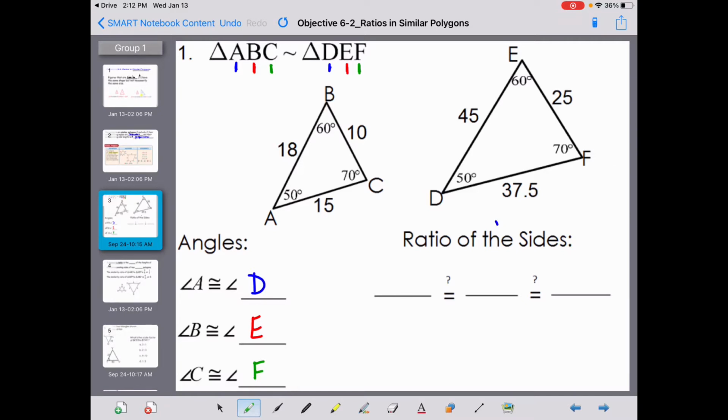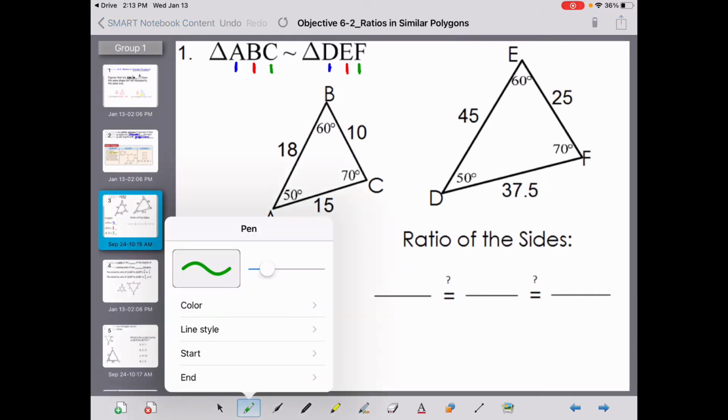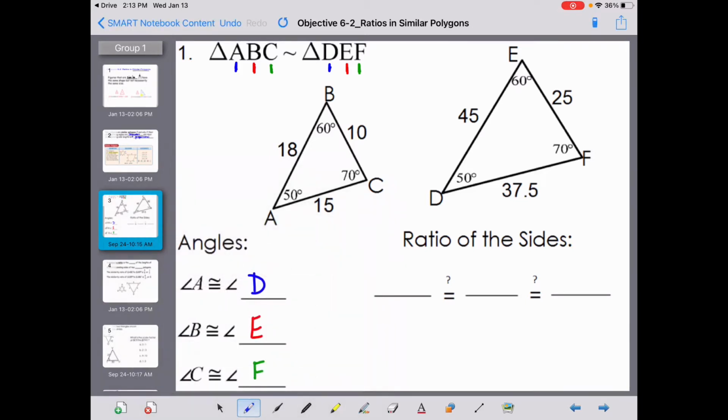Now what I have to figure out is the ratio of the sides. So the ratio of the sides is going to be the same way. Like when things were congruent, we would put them according to how they appeared in order in their name. So AB. AB is the first two letters in the first triangle. DE is the first two letters in the second triangle.